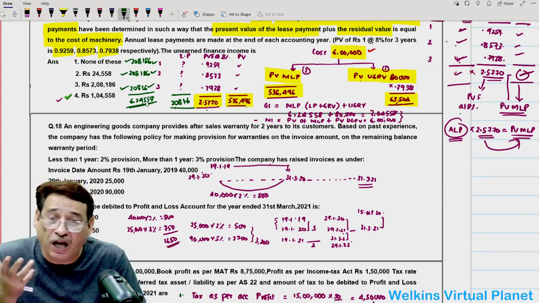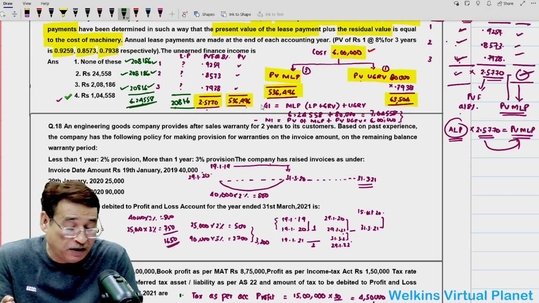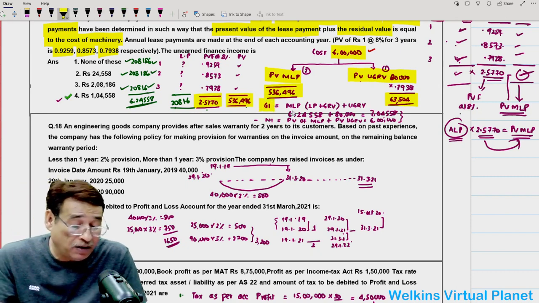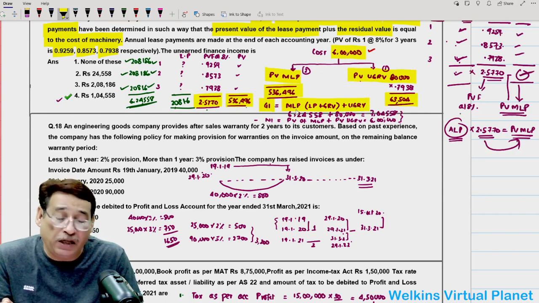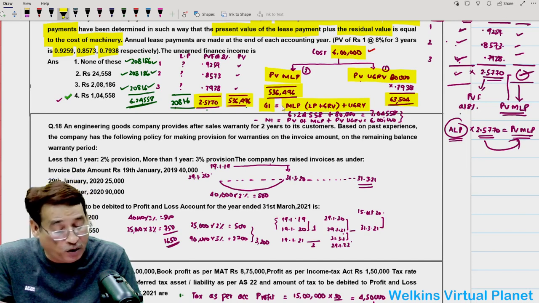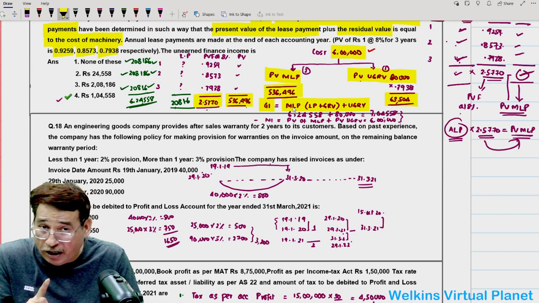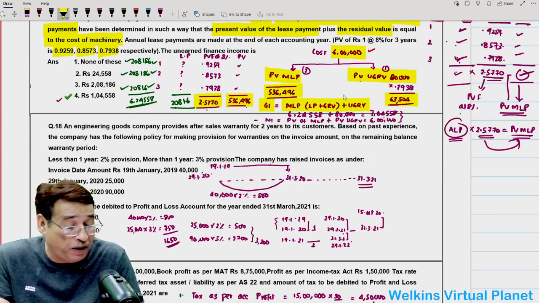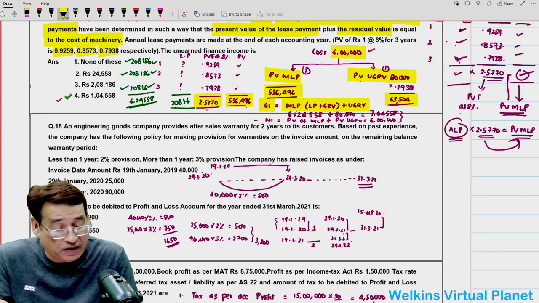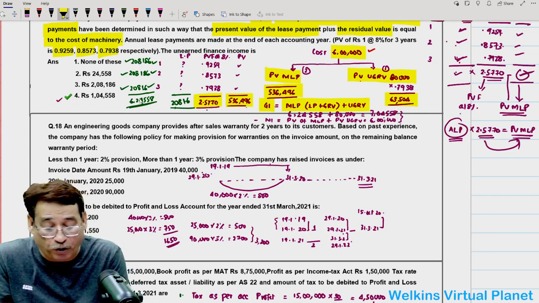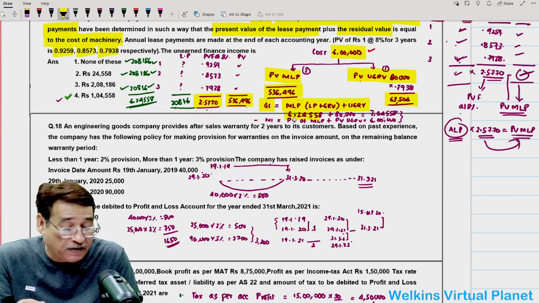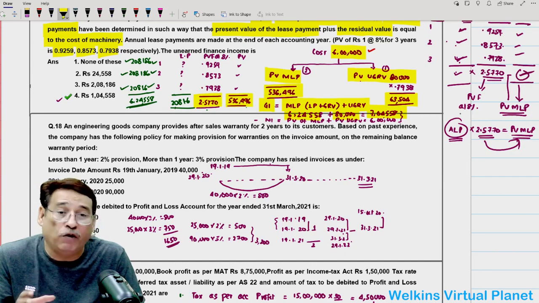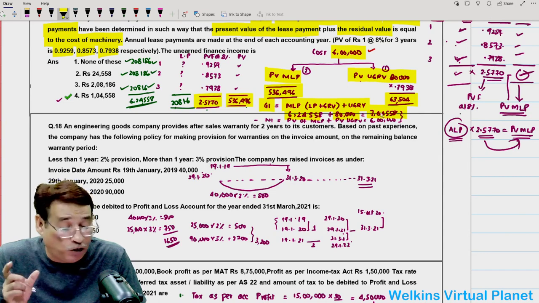Now, the question has asked us to find out unearned finance income. In order to compute unearned finance income, you should be aware of what your gross investment is. Gross investment basically means lease payment plus guaranteed residual value plus unguaranteed residual value. Gross investment is equal to minimum lease payment plus unguaranteed residual value. Unless otherwise stated, minimum lease payment stands for annual lease payment. We just computed annual lease payment 208,186 for 3 years, that is 624,558. So during the 3 years period, I will receive minimum lease payment 624,558 plus unguaranteed residual value 80,000. So the total will be equal to 704,558.